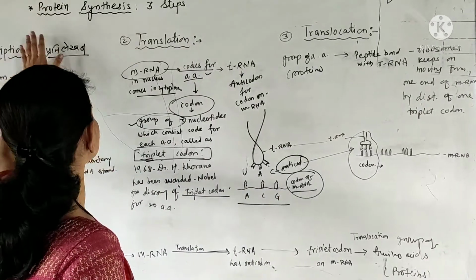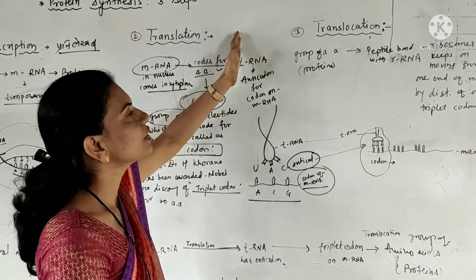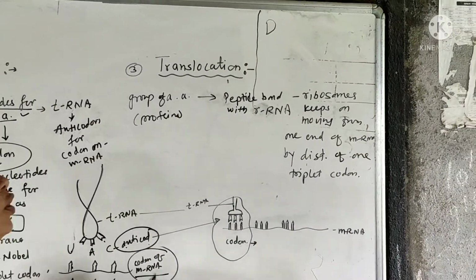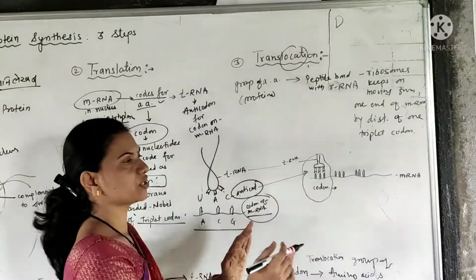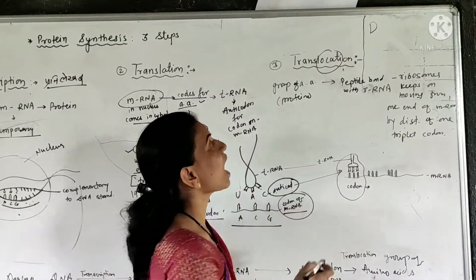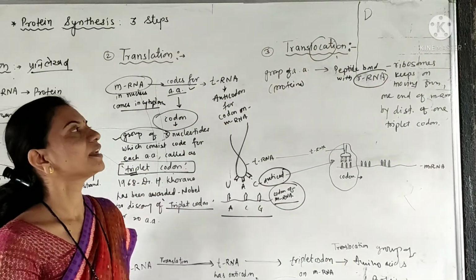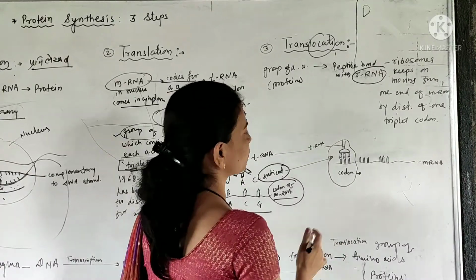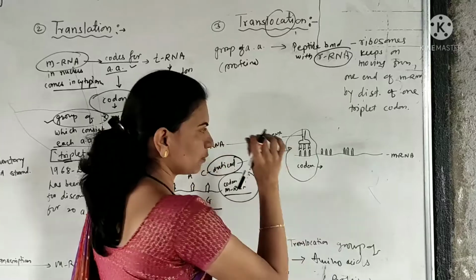So we studied the first process, transcription, and the second process, translation. Now we will study the third process, that is translocation. You know, location means ठिकाण, जागा, place. Here translocation means there is a change of place, and in this process the rRNA is very important. What is rRNA? rRNA is the ribosomal RNA, means with the help of ribosomes. So when you observe in this figure, this is the ribosome.